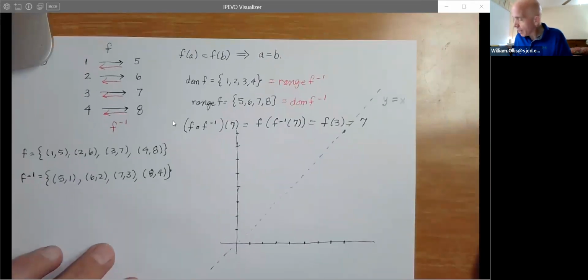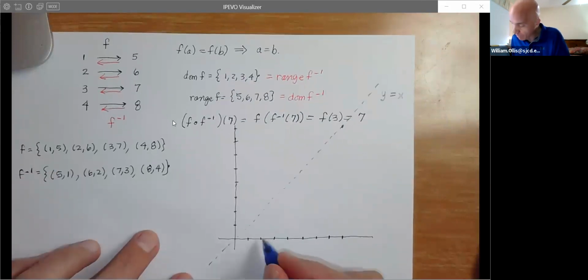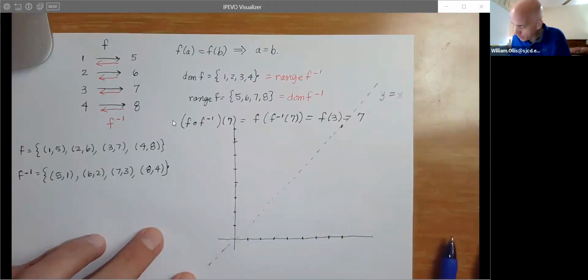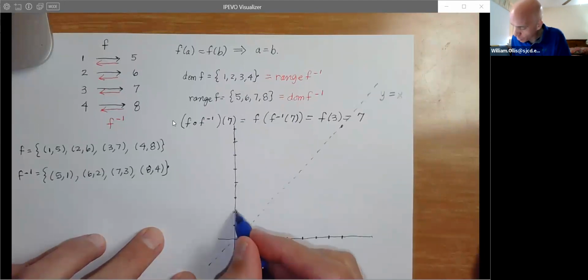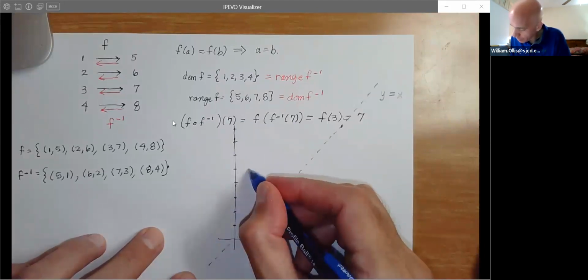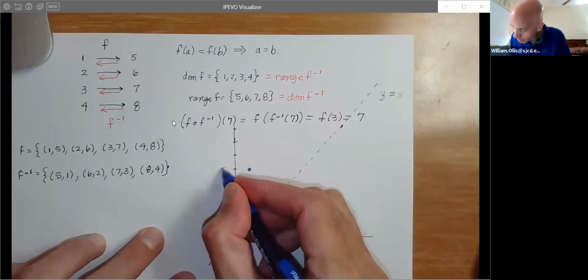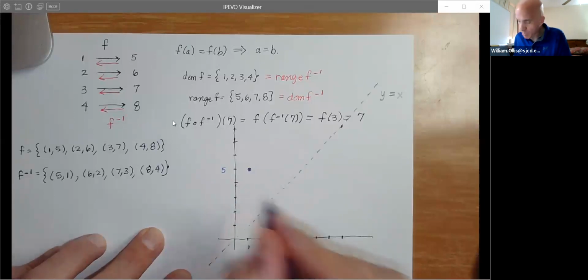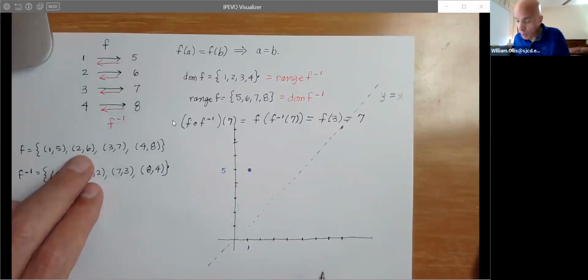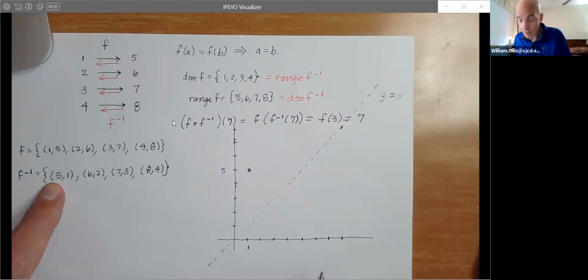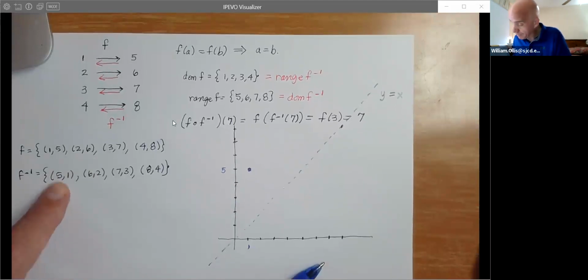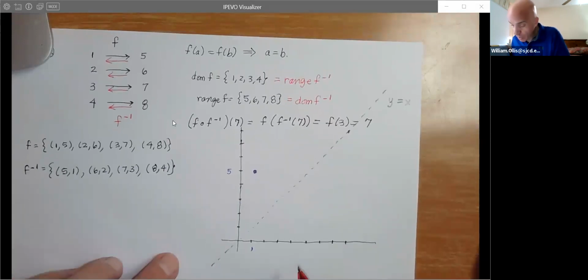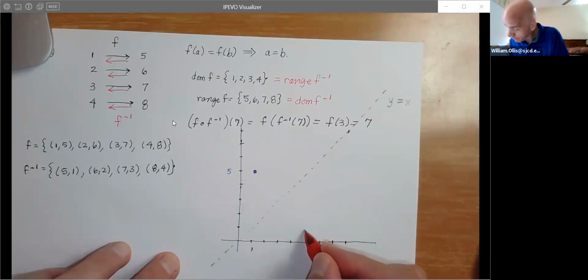So let's go ahead and plot. I'll plot the F in blue. So we have 1, 5. So if you like, we got 1, 1, 2, 3, 4, 5 right here. I'll mark off some of these as I do them so you can see what the scale is. And then let's just do them in interchange. Let's do 5, 1. So now 1, 5, and then 5, 1.